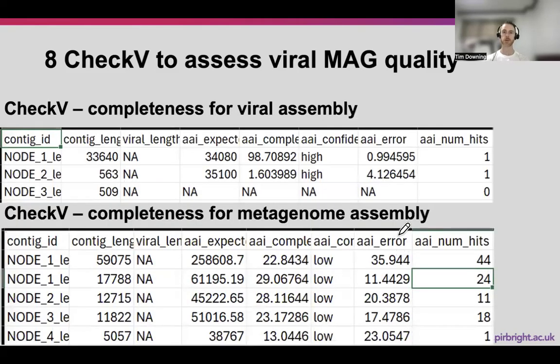If you look at our data, we can see that the confidence score for the first two is high. The expected length is only a few hundred bases longer for the first contig, and therefore it's very complete, whereas the second one is just a small fragment. If we look at the metagenome assembly, we see that the expected length is much longer for many of these contigs, indicating that they're not viral or bacterial in origin. Their confidence levels are all low, and the completeness is quite short.